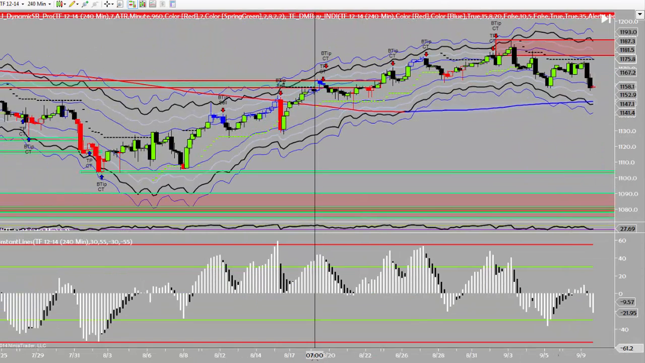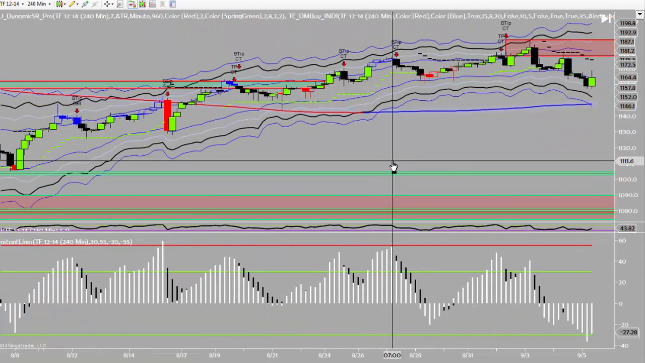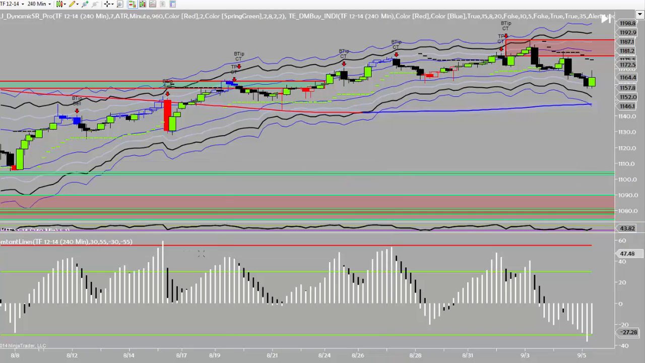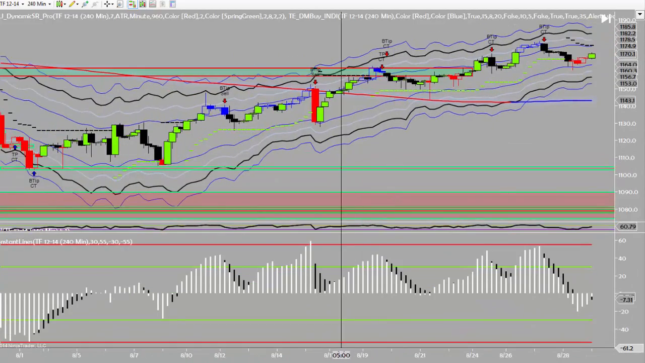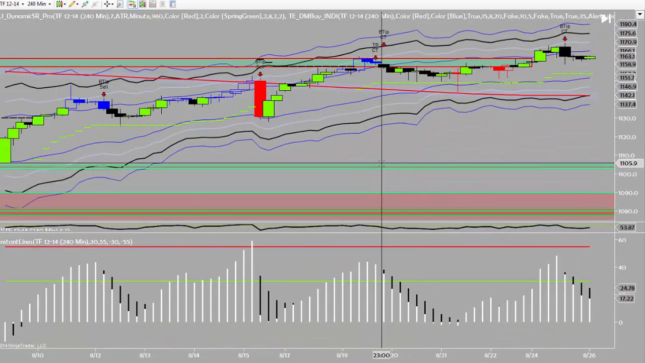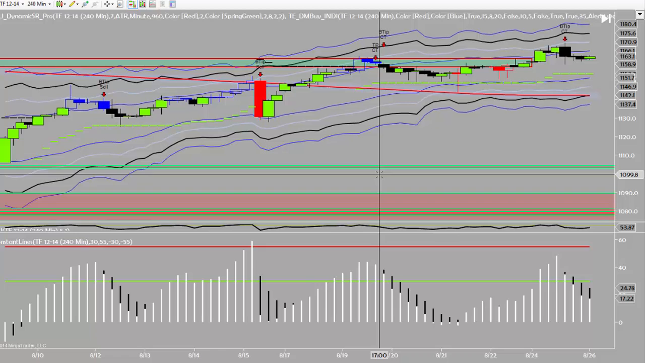So I'm going to show you this in the VPT live room. I'm setting this up on a 4-hour chart, and we're going to use this to help us identify, A, areas to exit if we're long or short, B, potential reversal signals if we're flat.